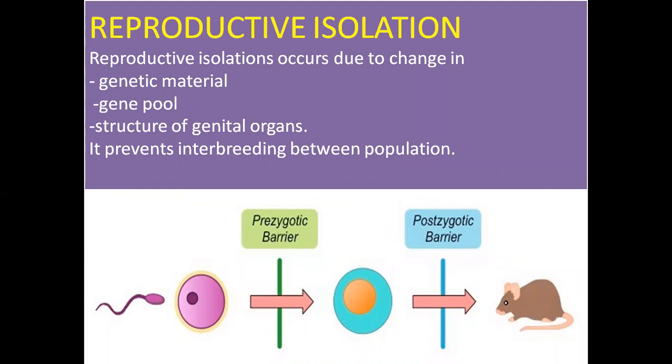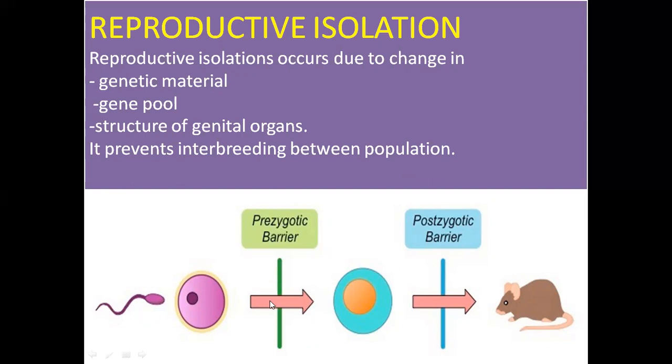Reproductive isolation. Reproductive isolation occurs due to change in genetic material, gene pool, and structure of genital organs. It prevents interbreeding between populations. So this is called reproductive isolation.